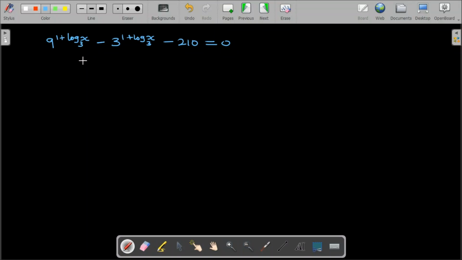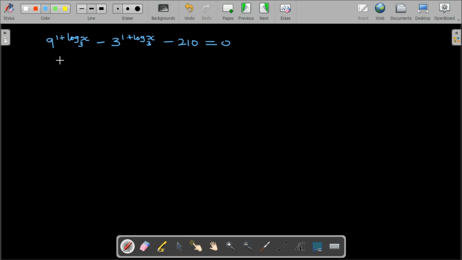So we have this very interesting problem before us. At first glance, it might look as if the question is so complex, but with some twist, you can say that it's a very easy problem to solve. Now, if you look closely, you see that the power of 9 here is 1 plus logarithm of x to base 3. And similarly, the power of 3 is also 1 plus logarithm of x to base 3, which is a similar power. So a good start would be to represent this power with another variable.